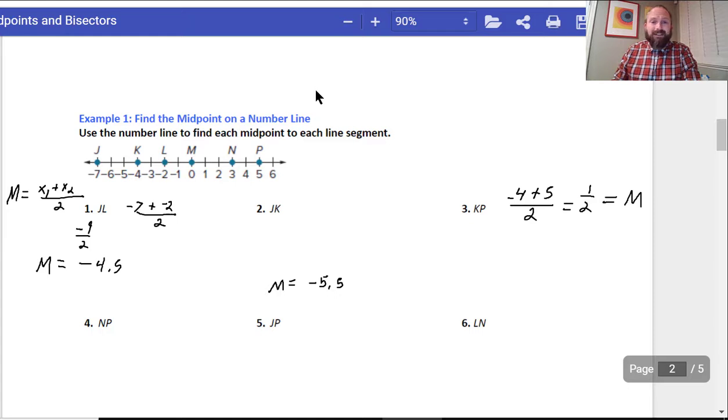So JP, -7 plus 5 divided by 2. -7 plus 5 is -2, divided by 2 is -1, which is equal to the midpoint. All right, guys, let's continue.